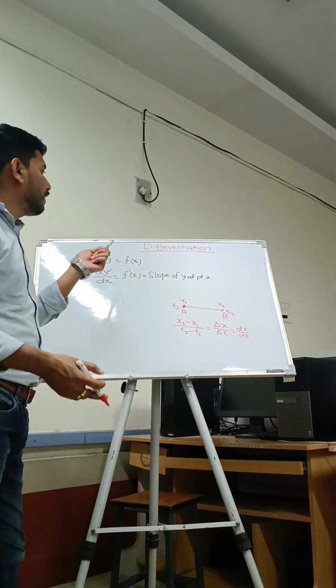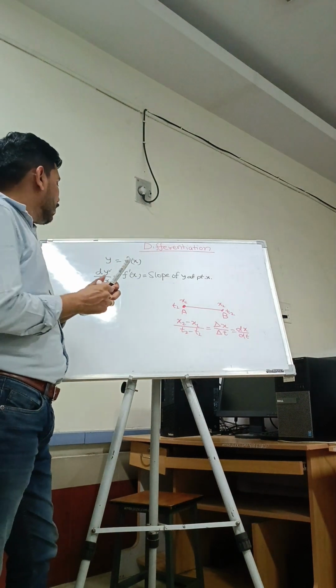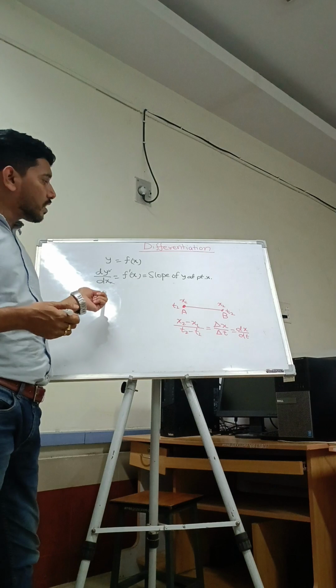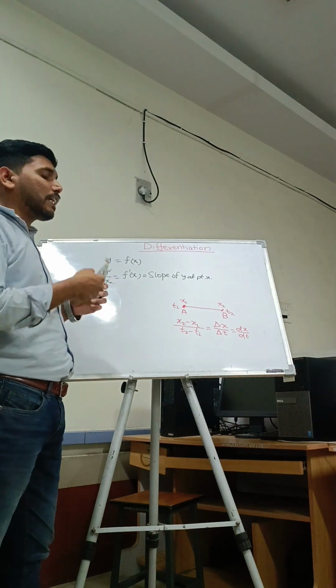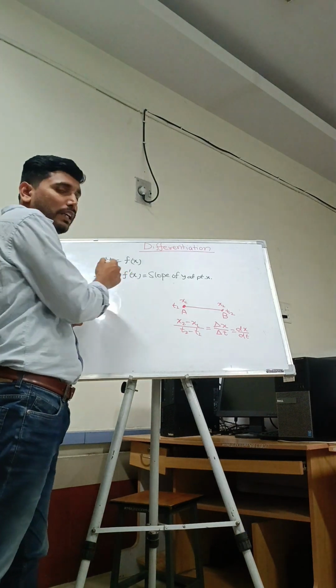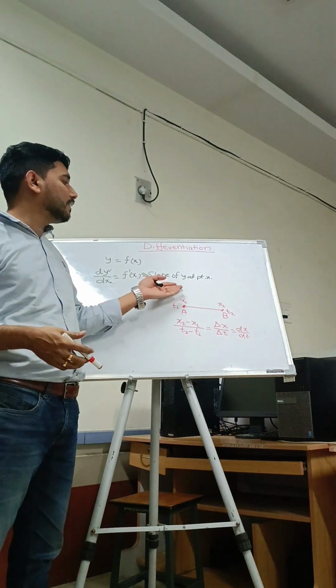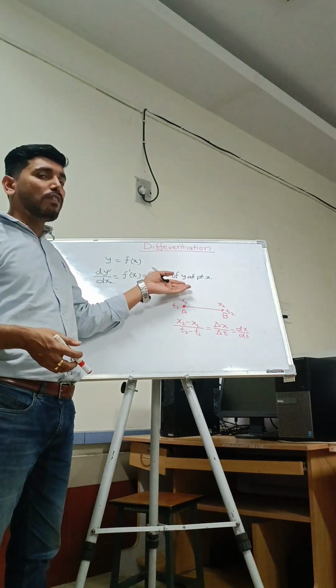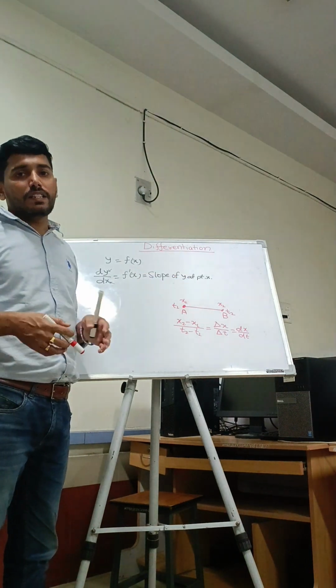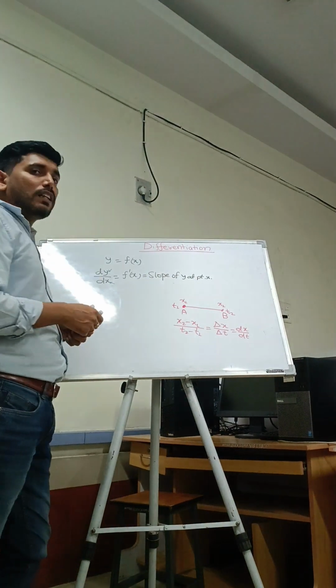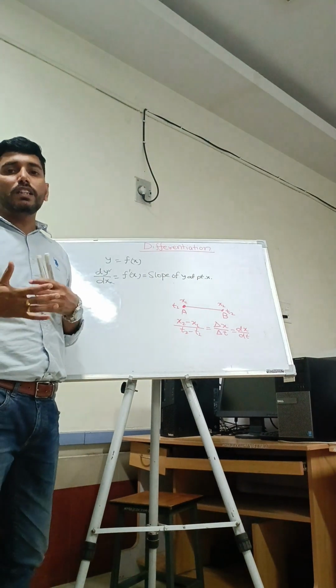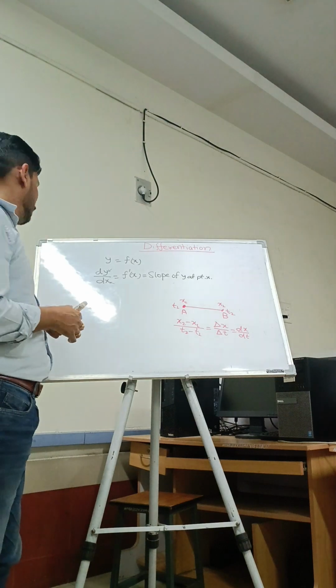In this way we define differentiation, that is change in y with respect to change in x, which we express in the form of f dash of x, or also as the slope of function y at point x. So this is basic differentiation. Now we will see its geometrical meaning of the derivative.